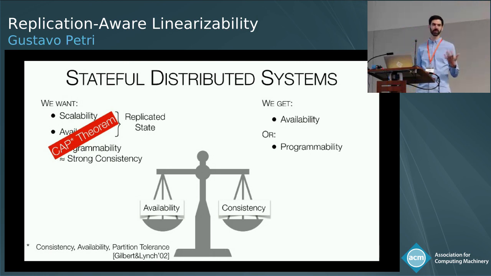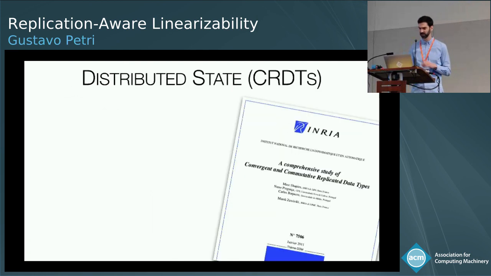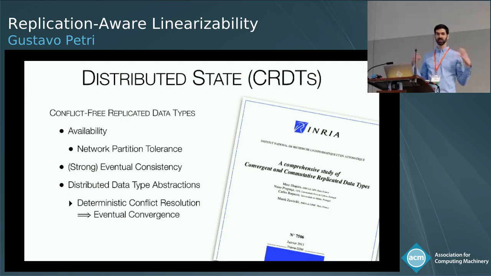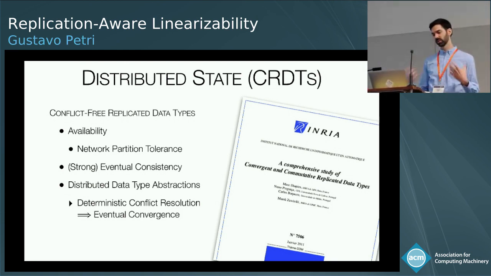But now, how do we pick? This is a really hard problem. It's an unfortunate situation. So people have thought about this for quite a while, and CRDTs, conflict-free replicated data types, are a reasonable compromise between these two goals. What CRDTs give us is availability. It's a replicated data type, so the state is copied among all the nodes of the system. And because the state is copied in all the nodes, it's network partition tolerant.